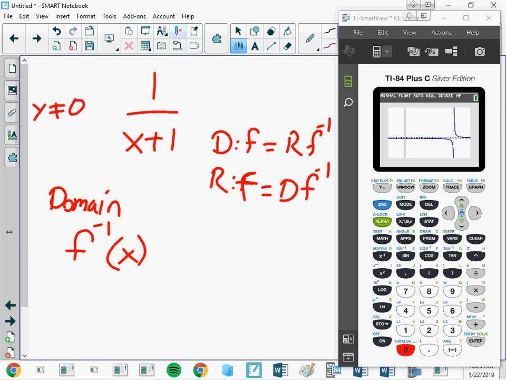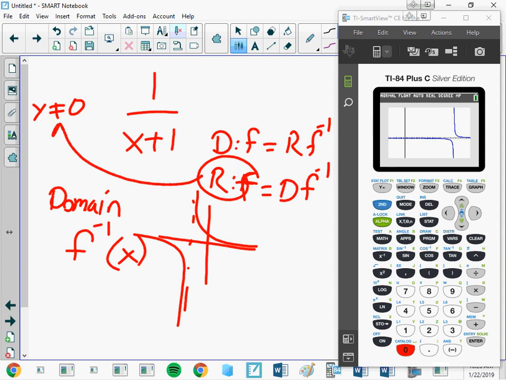So if you graphed it, it would look like this. Are there any y values that don't get hit? Just y equals 0. So the range of f is everything except 0, which means the domain of f inverse is everything but 0.